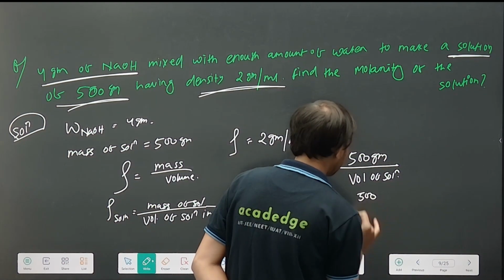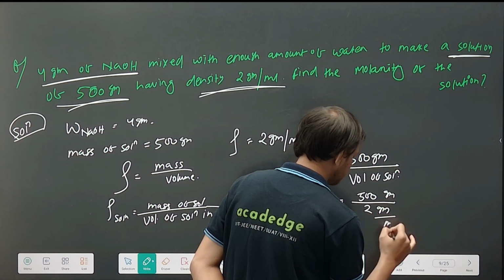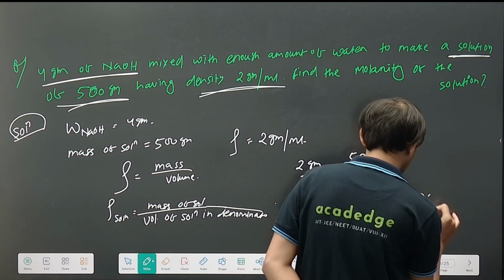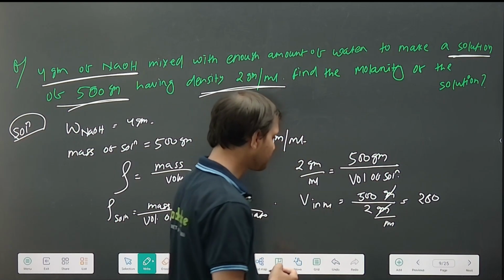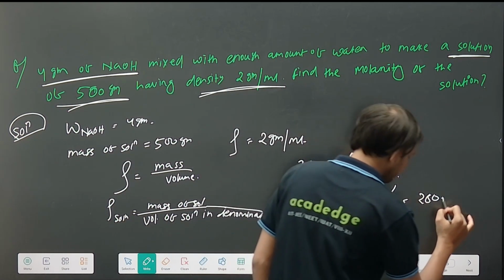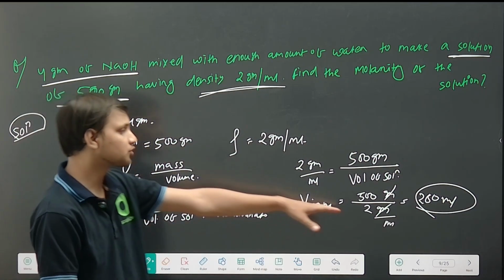So here it is going to be 500 gram divided by 2 gram per ml, which comes out to be 250. Gram cancels out with gram, and ml remains. So this is 250 ml. I obtained the volume of the solution as 250 ml.